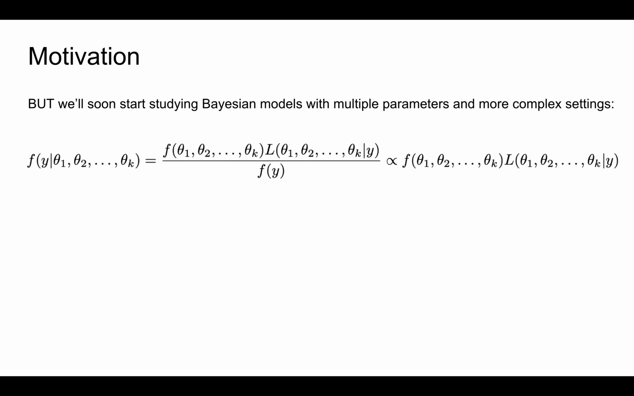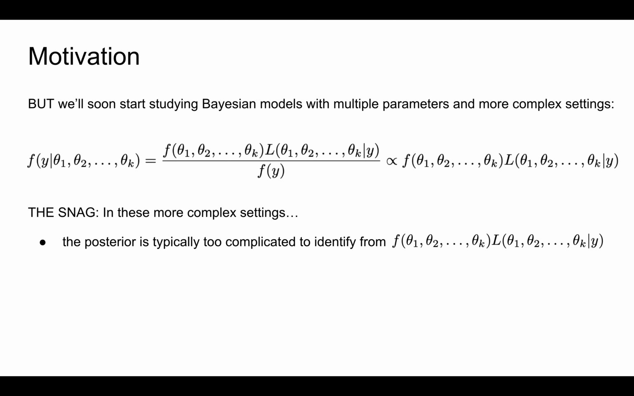But we'll soon move beyond fundamental Bayesian models and onto models with multiple parameters in more complex settings. For example, we might be interested in a regression model of y, where this regression model is defined by multiple regression coefficients, theta 1, theta 2, up to theta k. We can apply the Bayesian philosophy in these more advanced settings, but it gets complicated.